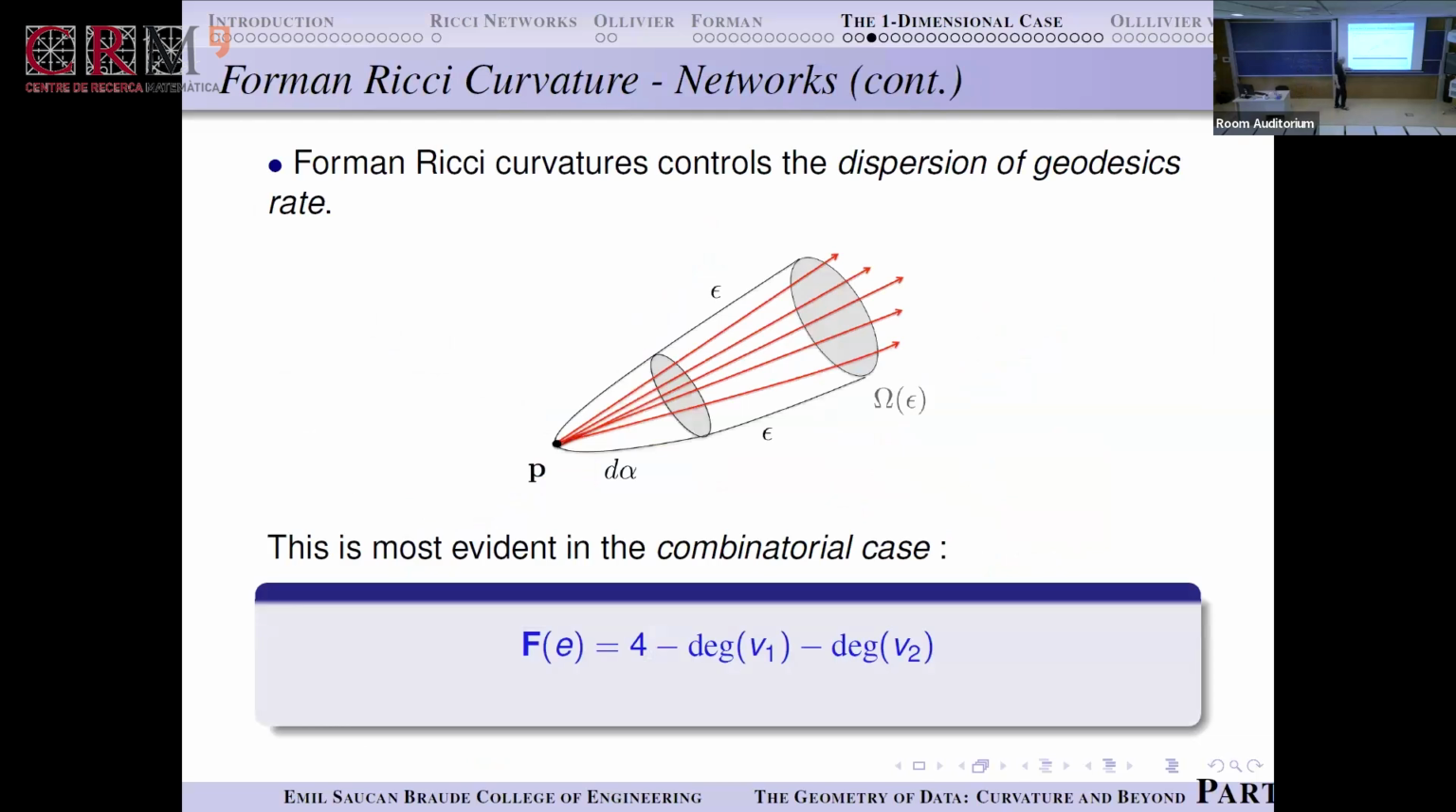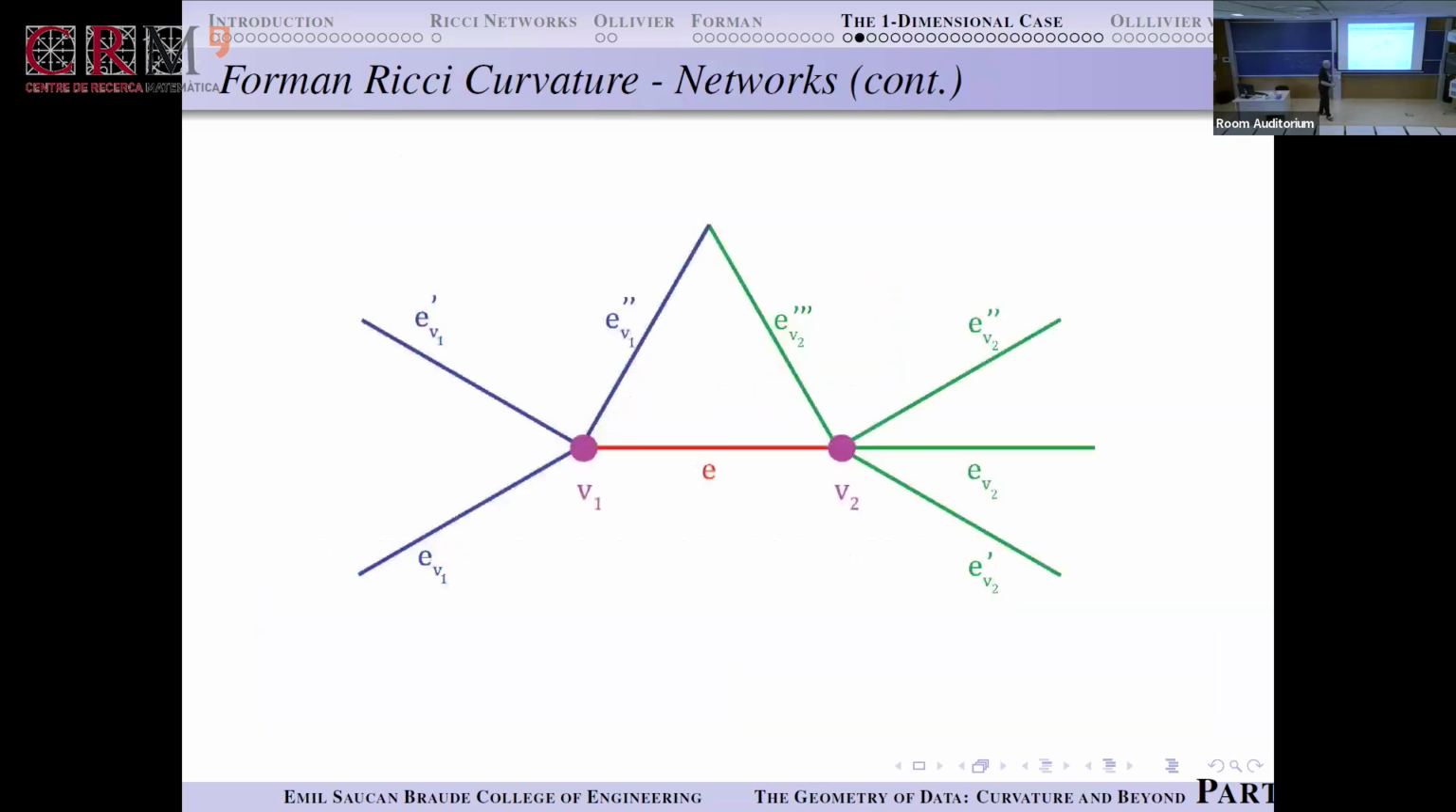And the answer is this: if you have combinatorial weights, or zero, nothing else, then the Forman curvature of an edge is just 4 minus the sum of the degrees of the incoming edges. So here, for instance, it is just 4 minus 1, 2, 3, 4, 5, 6, 7, which is minus 3. It's very easy to do.